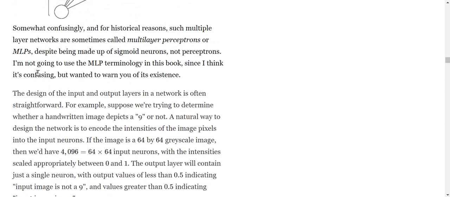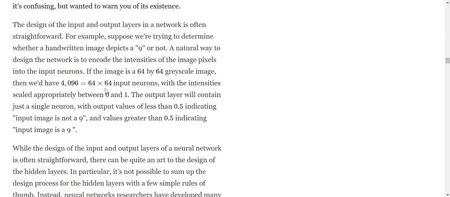Somewhat confusingly, and for historical reasons, multiple layer networks are sometimes called multi-layer perceptrons or MLPs, despite being made up of sigmoid neurons, not perceptrons. I am not going to use that MLP terminology in the book since I think it's confusing, but wanted to warn you of its existence. This is a really good thing about this book, because you're not always going to have this book as your reading material. You will be reading tons of different things, and you might get confused with some other terminology. So it's really great that the author has put this extra effort to make this clear.